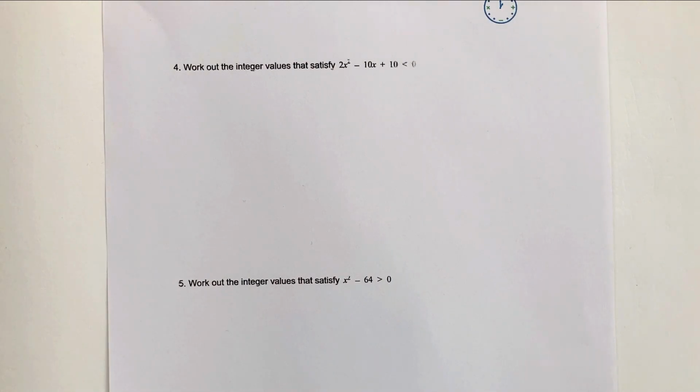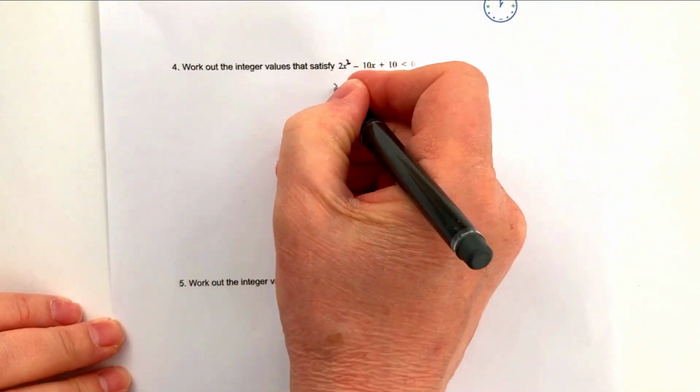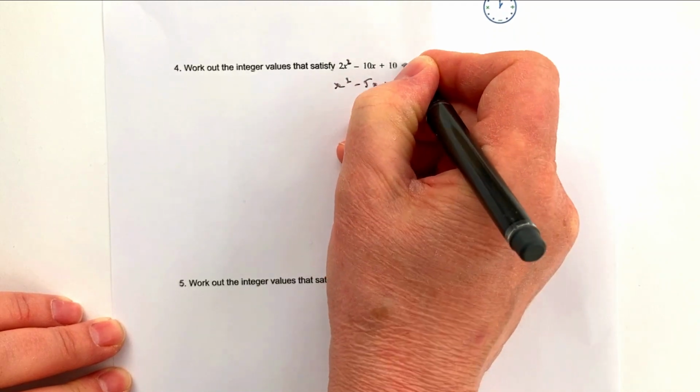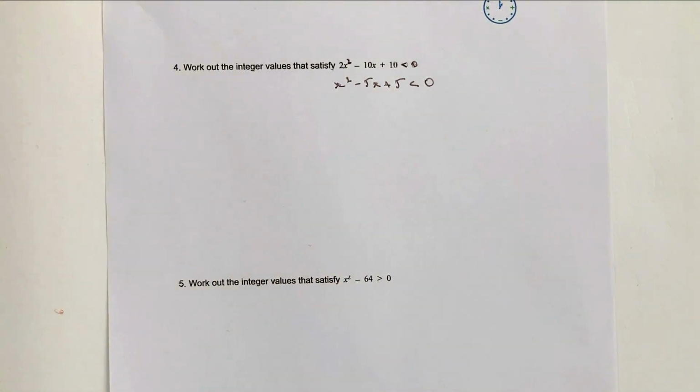It says, work out the integer values that satisfy 2x squared, I'm sorry about my printer there, minus 10x plus 10 is less than 0. The key issue with this is to recognize that all of those coefficients we can divide through by 2. So I can write that now as x squared minus 5x plus 5 is less than 0. Then it's really just a case of recognizing how we can factorize that. Now, you could use completing the square if you wanted to.